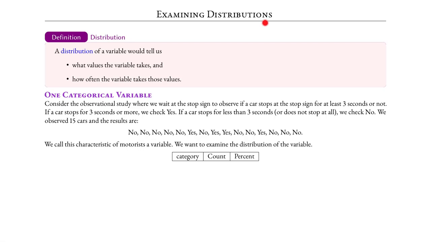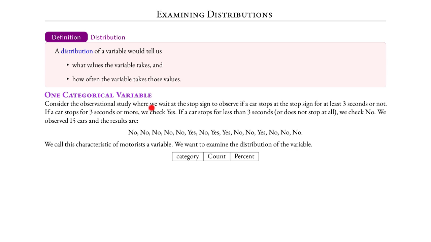Examining distributions. A distribution of a variable will tell us what values the variable takes and how often the variable takes those values. We will do this for both categorical and quantitative variables, but first, categorical variables.